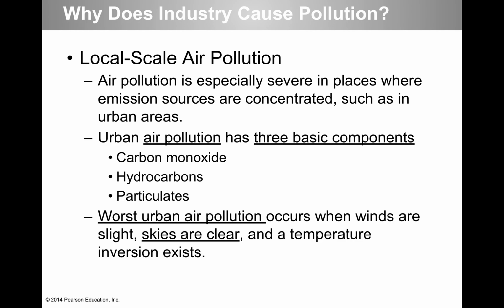And then we also have particulates, which are a combination of dust and smoke particles that follow the exhaust of factory production outside the stacks, smokestacks. And again, the worst urban air pollution occurs when winds are slight, skies are clear, and temperature inversions exist. When you look at temperature inversions, air is warmer at higher altitudes and cooler at lower altitudes. That's a temperature inversion.